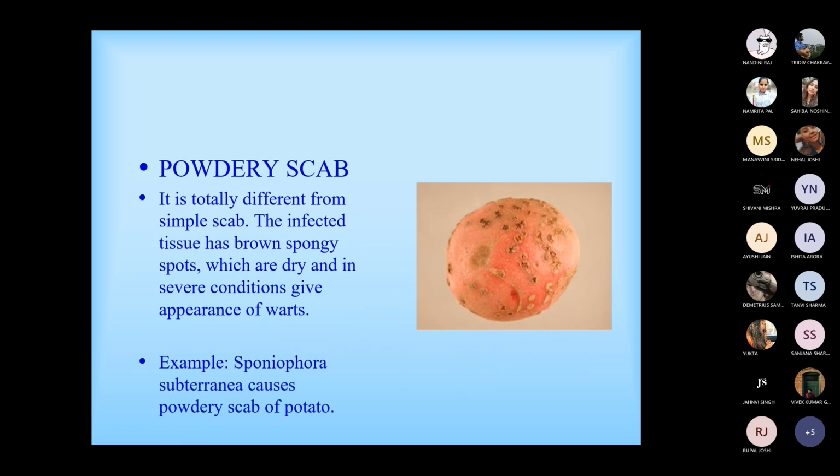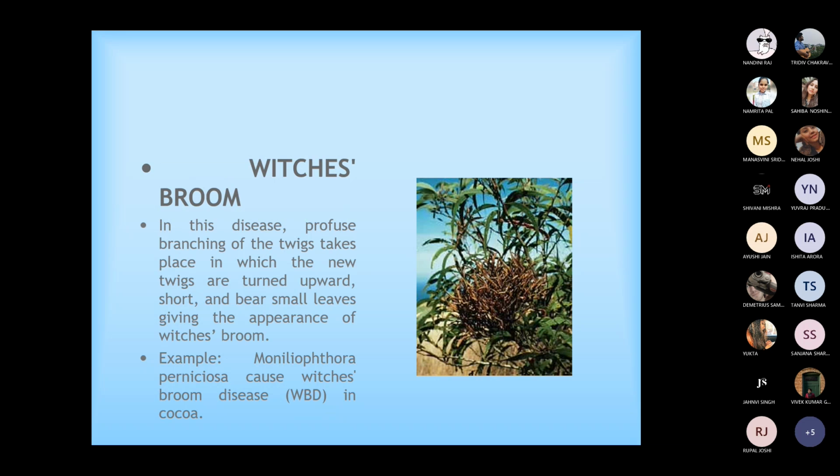Then we have a powdery scab. So it is totally different from the simple scab. The infected tissue has brown spongy spots here, which are dry. And in severe conditions, they also look like warts on the fruits, right? So an example of a powdery scab of a potato is given here, right?